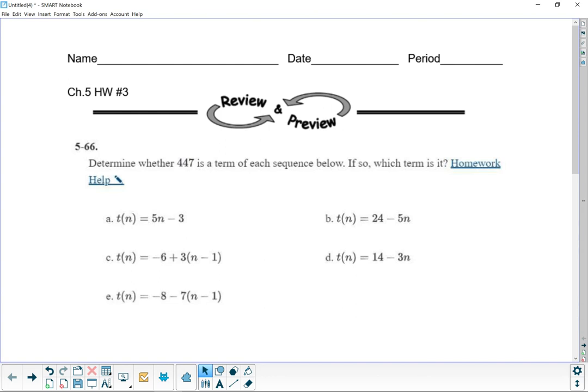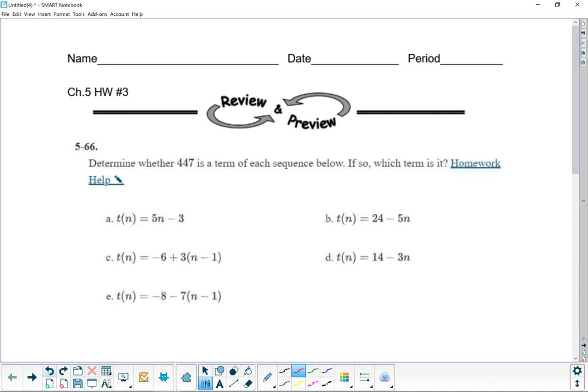If we want to know if 447 is a term, like is it term 20 or 21 or 500 or 501 or 502, then we've got to make 447 into the term itself. So instead of saying t of n, we want to say 447 equals 5n minus 3. And we've got to do that for each of these.